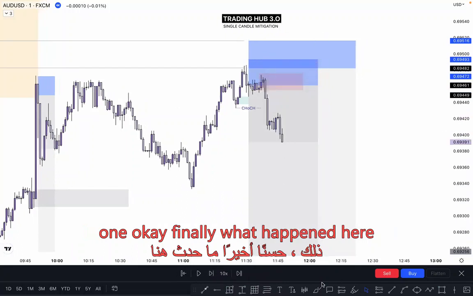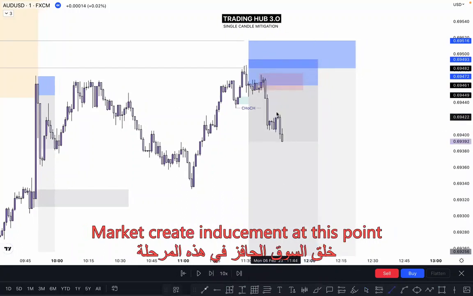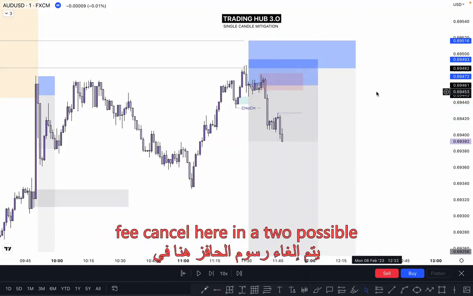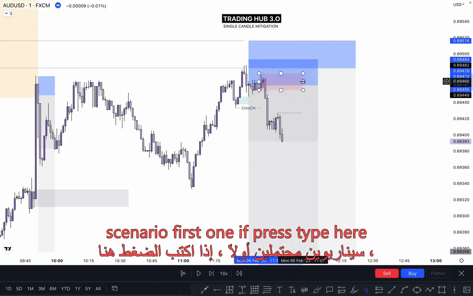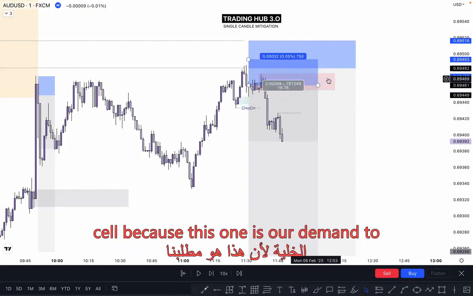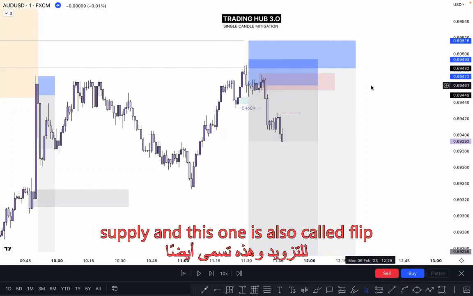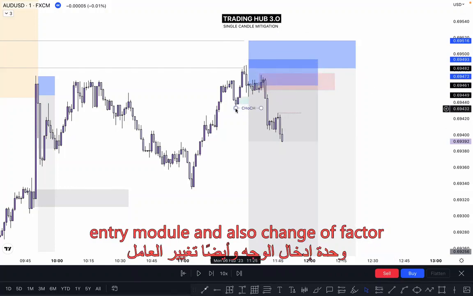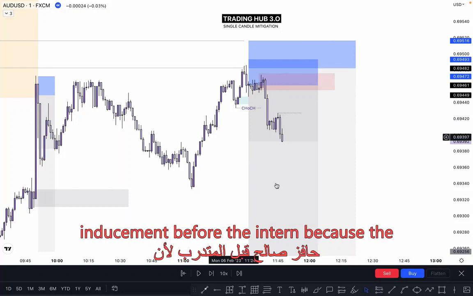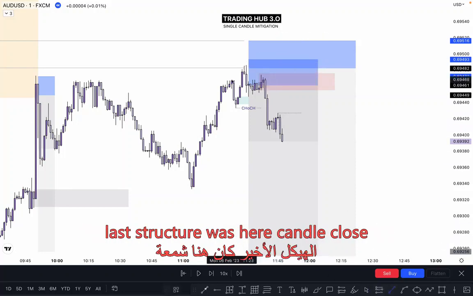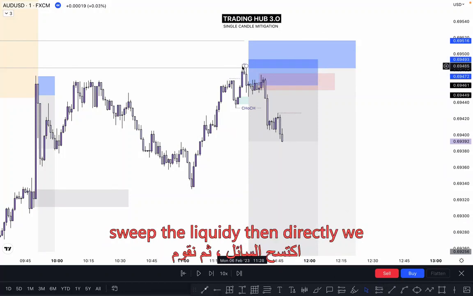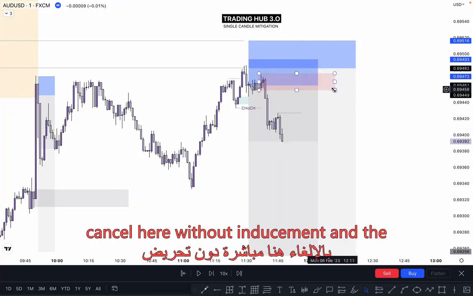Okay, finally what happened here, market created inducement at this point, right? So once market creates inducement, we can sell here in two possible scenarios. First one, if price taps here, then definitely we are looking here for a sell, because this one is our demand to supply, and this one is also called flip anti module, and also change of character is here, correct? So you need a valid inducement before the entry, because the last structure was here, candle close of it. If price does not close above it, just sweeps the liquidity, then directly we can sell here without inducement.